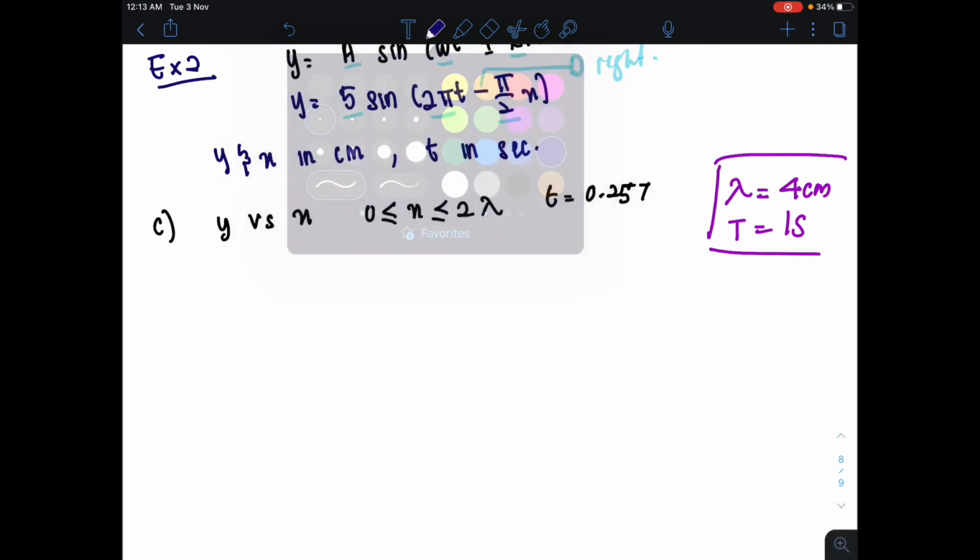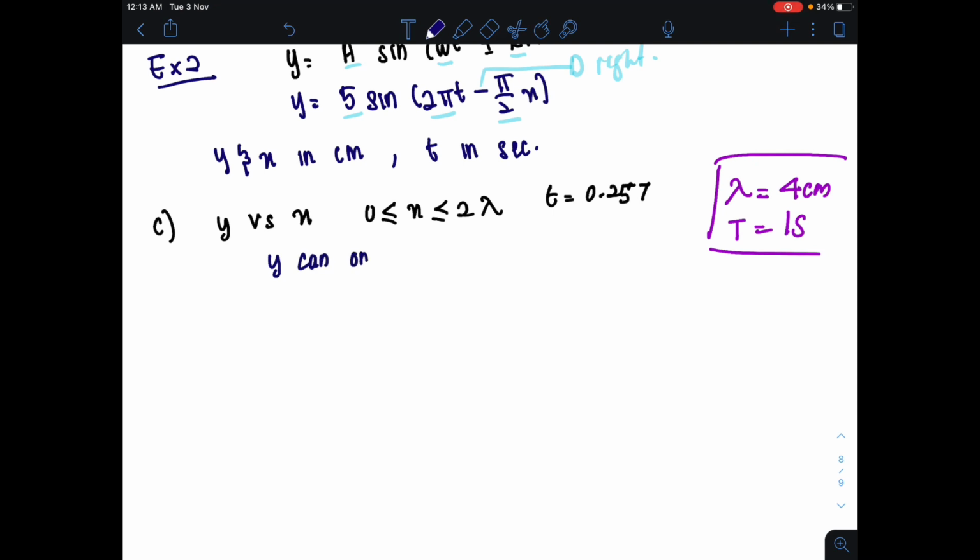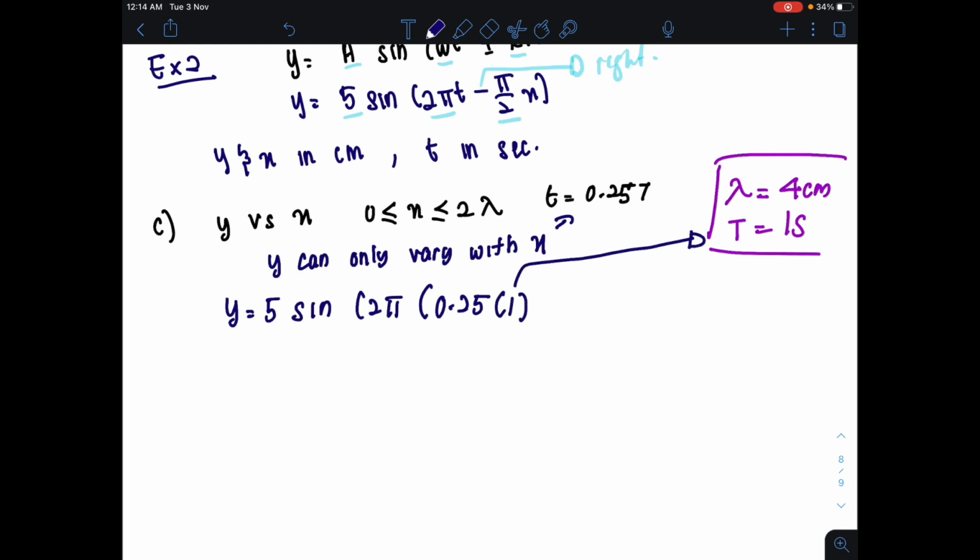Okay, so bila kita kena plot Y versus X, so kita kena remember nak plot Y versus X, Y can only vary with X sahaja. So T ni kita nak hilangkan, dia dah bagi nilai T sama dengan 0.25. So saya akan ambil equation saya, iaitu 5 sin 2 pi tempat T saya akan substitute value yang dia bagi, 0.25 period. Period kita dah tahu nilai period adalah 1 second, minus pi over 2x. So what I'm going to get here adalah 5 sin 2 pi darab dengan 0.25 adalah pi over 2 minus pi over 2x. So this is what I get here.